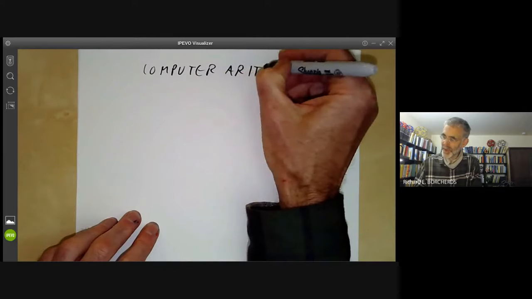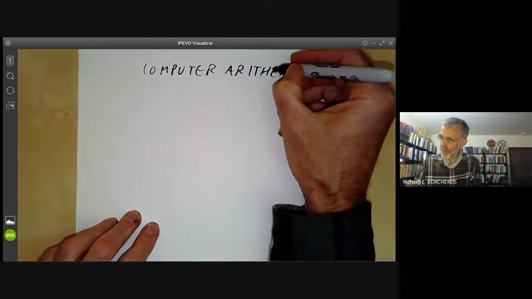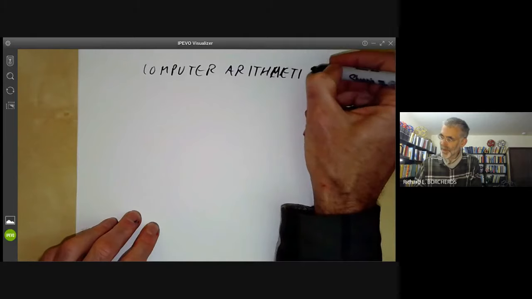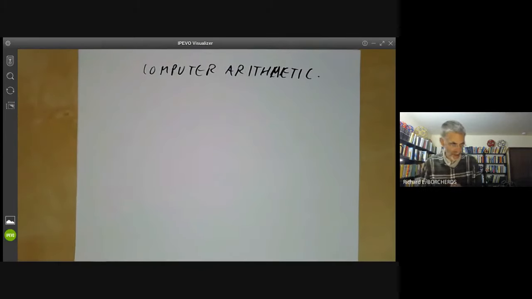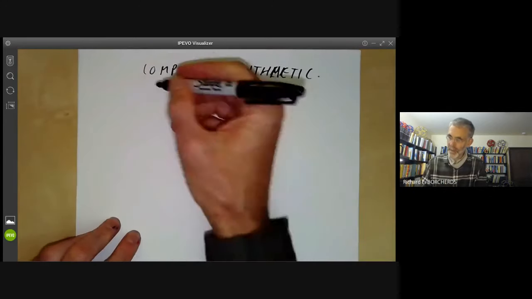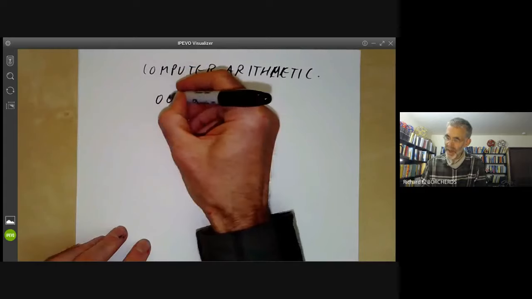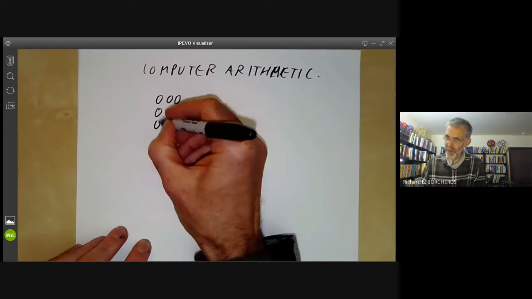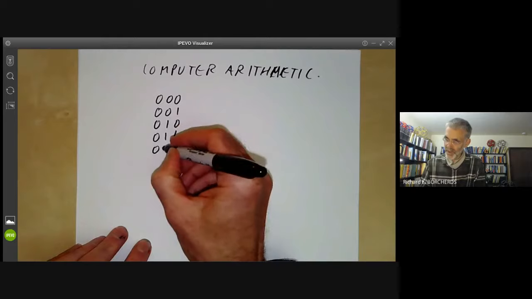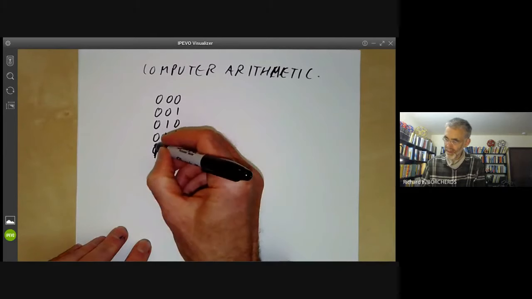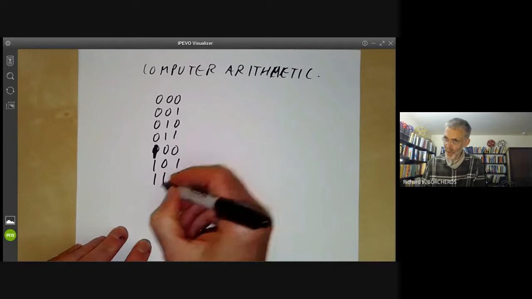So how do computers store numbers? Well, they've actually got two different ways of storing numbers, depending on whether the numbers are real numbers or integers. And I'm just going to talk about how they store integers. So they store integers in binary. I'm going to pretend that a word on this computer just has 3 bits to save time. So the first few numbers are 000, 001, 010, 011, 100, 101, 110, and 111.